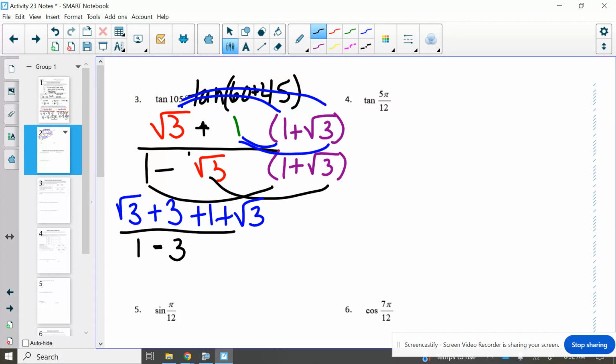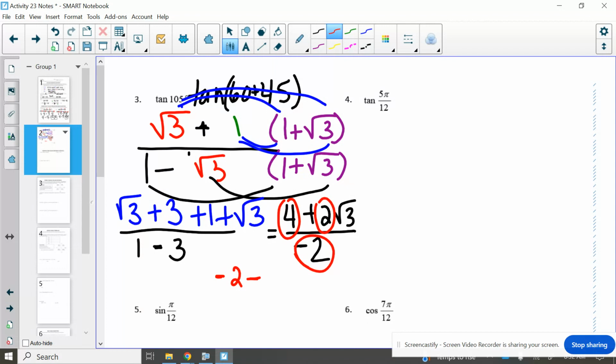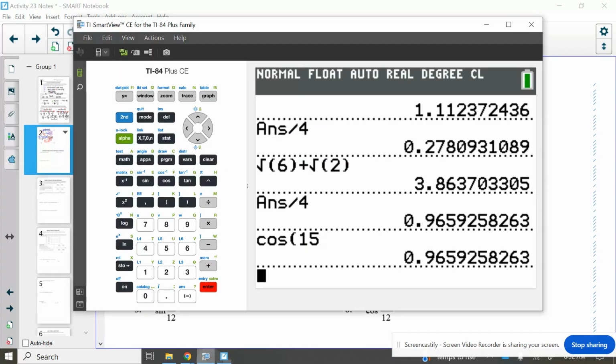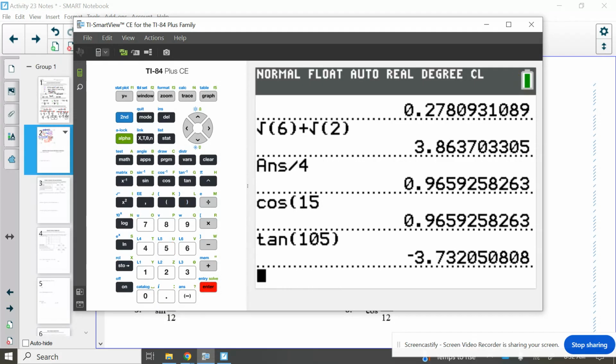So again, we can combine some like terms. On the top, we end up with 3 plus 1, which is 4. Square root of 3 plus square root of 3 is 2 square root 3's. And then on the bottom, 1 minus 3 is negative 2. Last but not least, all of these are divisible by 2. 4 divided by negative 2 is negative 2. Negative 2 divided by negative 2 is negative 1 square root 3, or we could just write negative square root 3. Now again, we are able to double check these. So we can take tangent of 105 and double check.